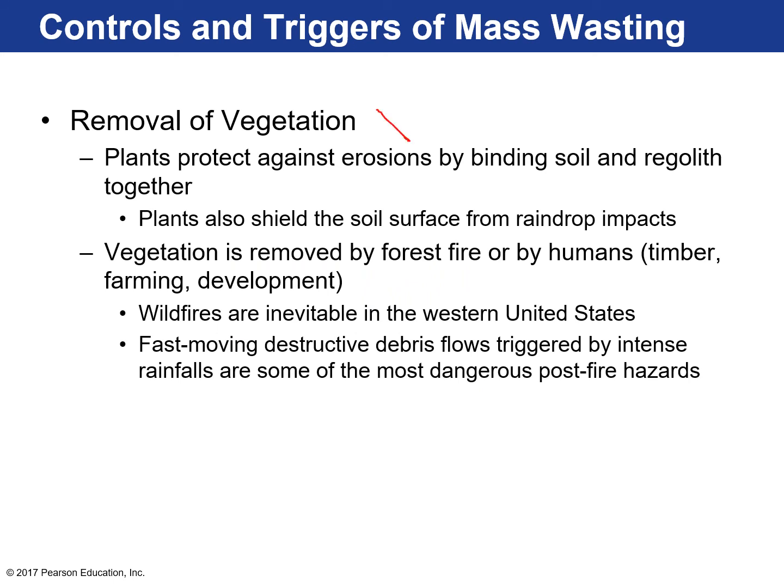Another trigger to mass wasting is removal of vegetation. Okay, plants do a really good job of, their roots go into the ground and hold the soil there. Trees as well. It binds that soil and regolith together, so it prevents these mass wasting events from occurring. Okay, so if we clear out an area, cut down the forest, or remove vegetation for whatever reason, their roots aren't going to hold that stuff down anymore. So that can trigger a mass wasting event.